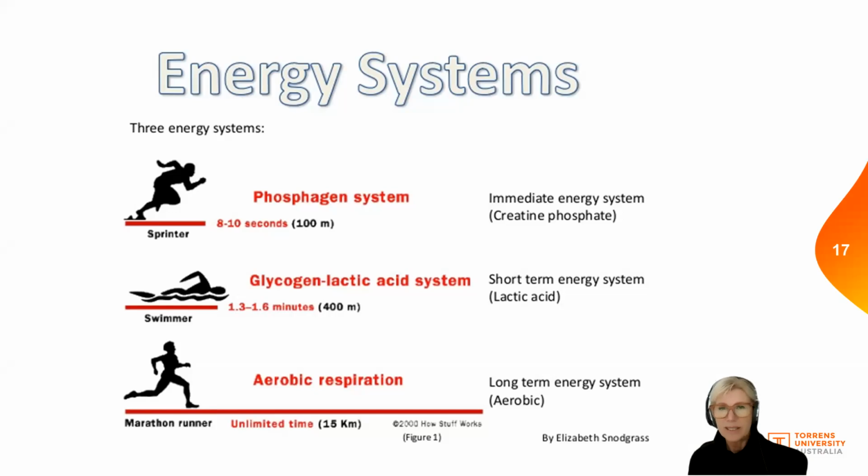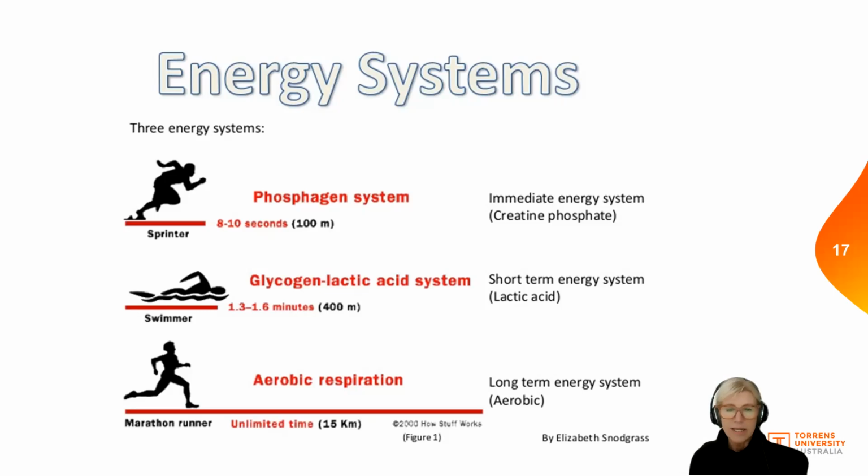The first system is the PC or the CP for creatine phosphate. That's the creatine phosphate system. It's anaerobic, without oxygen. It is also sometimes called the ATP, adenosine triphosphate, CP system. Now, the other system is the one down the bottom there, which is the aerobic system, which means with oxygen. And that one is going to be for long distance type activities.